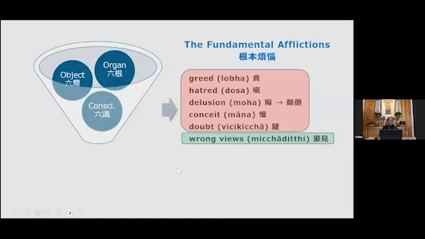Okay, so I believe you all know about the 6 organs. And now, these are the so-called fundamental afflictions. When our 6 organs interact with 6 objects and generate 6 consciousnesses, then we easily resonate with our fundamental afflictions, which are greed, hatred, delusion, conceit, doubt, and wrong view.